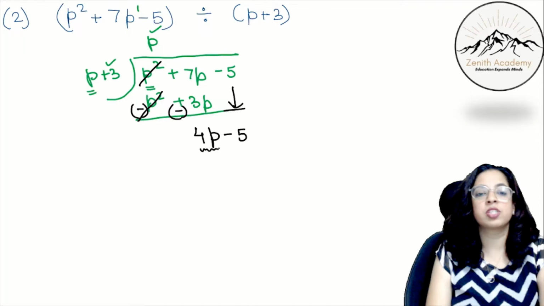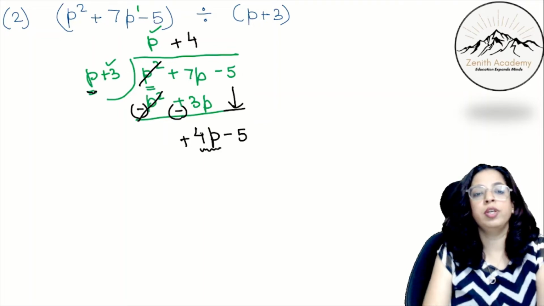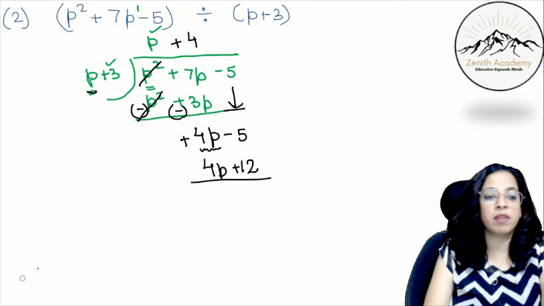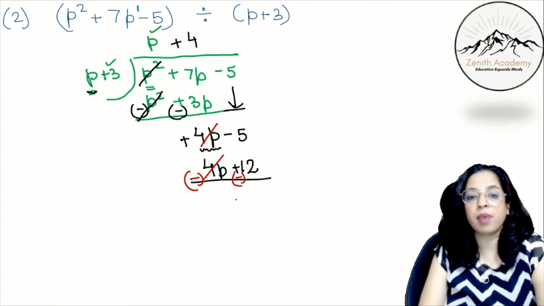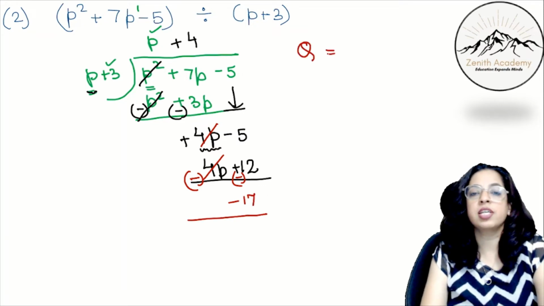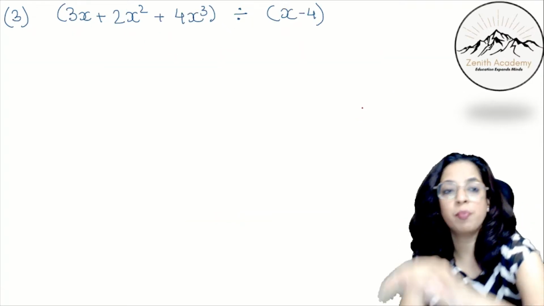Now again see the first term, this is 4p here and this is p here. And this is plus 4p, so you will have to multiply it with 4. So 4 into p is 4p. 4 into 3 is 12, positive 12. Right? Now since we are subtracting, we have to change the sign. This will become minus, this will also become minus. So positive 4p and negative 4p gets cancelled. Minus 5 minus 12 becomes minus 17. Right? So our quotient is equal to p plus 4. Our remainder is equal to minus 17. Clear? Let's do some more questions.